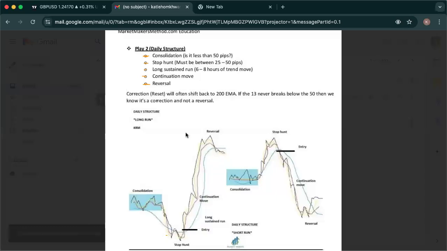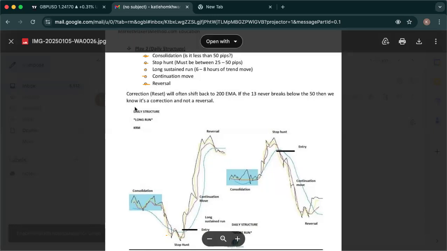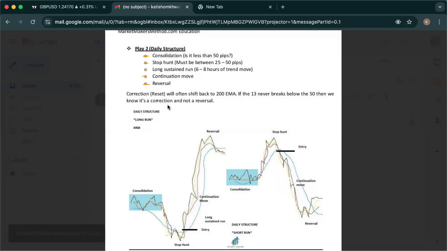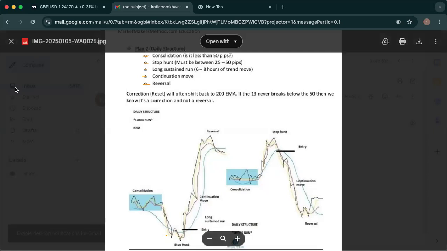But it's some sort of reset. I have to explain some things before I even go to reset because I'm going to confuse you. But I can explain when they say if the 13 never breaks below the 50, then we know it's a correction and not a reversal. That one I can explain because the moving averages are visible. The 13 moving average is the red one.